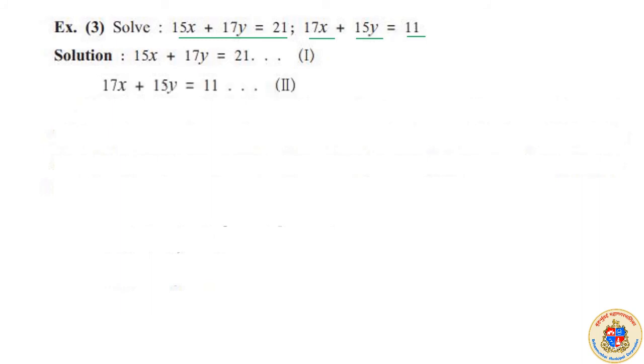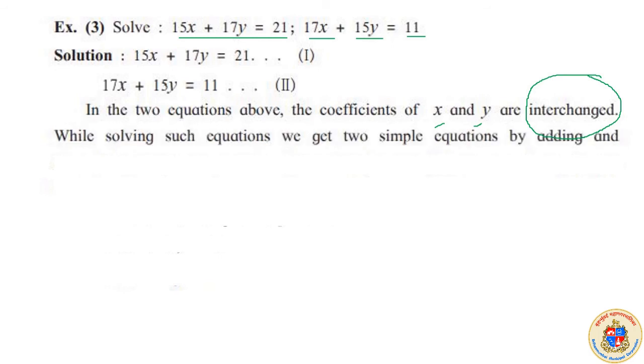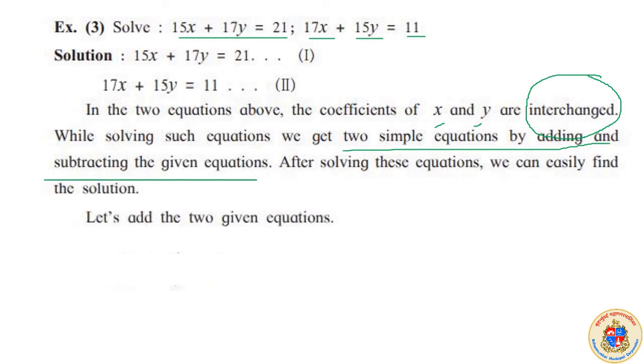देखता हूँ क्या है. फर्स्ट इक्वेशन ऐसा है, सेकंड इक्वेशन ऐसा है. What we can do in the two equations above, coefficients of x and y are interchanged. हमारे नजर में आ गया क्या चालाकी किया है, इधर इंटरचेंज करके दिया है, तो हमको उससे फायदा है. While solving such equations, we get two simple equations by adding and subtracting the given equations, so that we can easily find the solution. What is it?